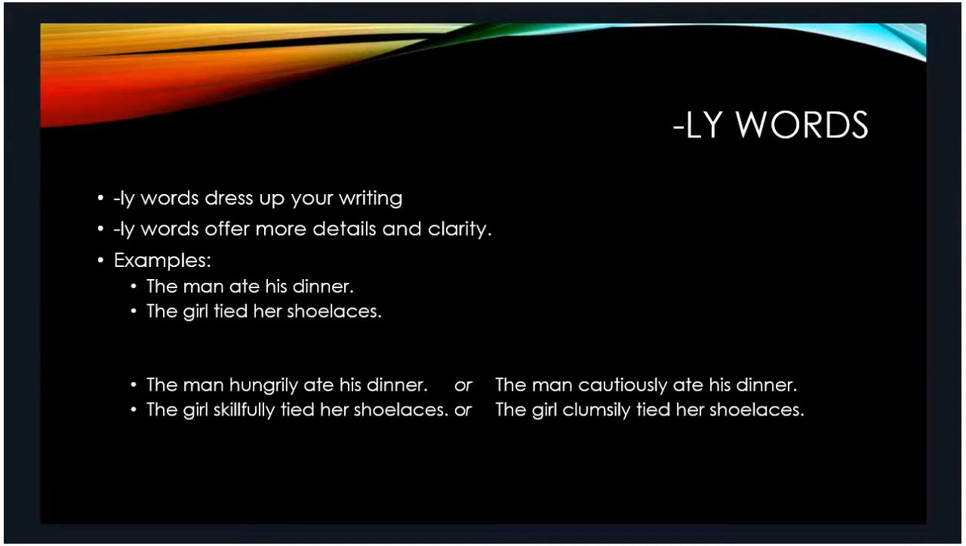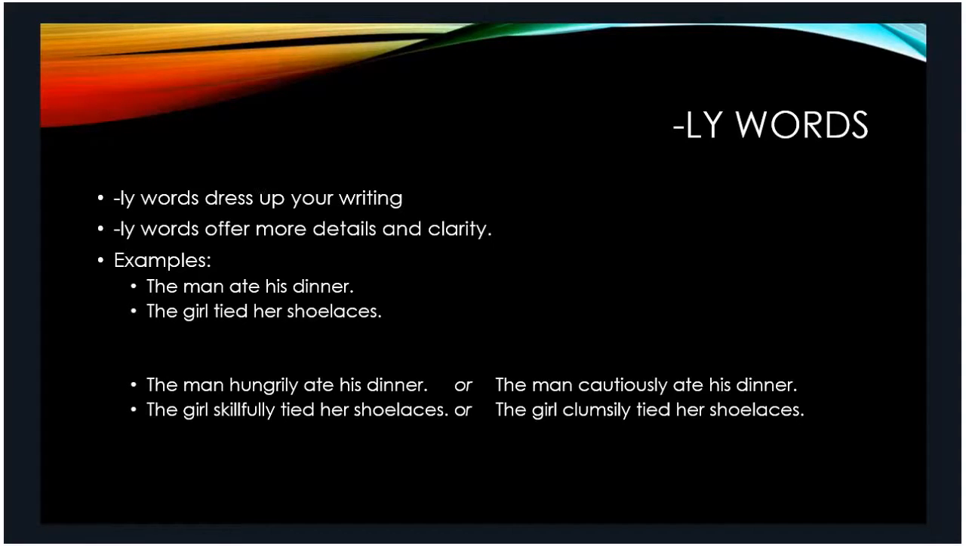Okay, so as a refresher from last time, here we have just a little bit about ly words. Again, these are words that can dress up your writing. They can be more descriptive, offer more details and more clarity about what you're trying to say. So again, these are the examples I gave last time, just to quickly review them.